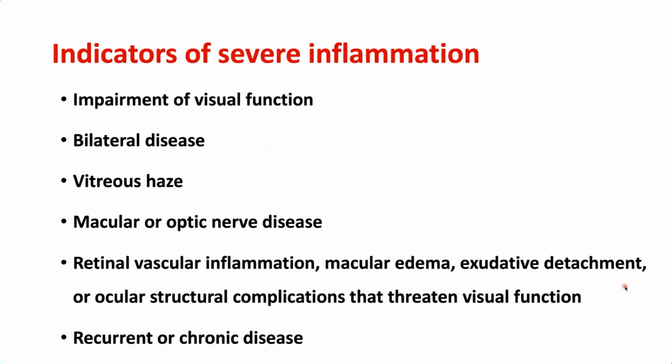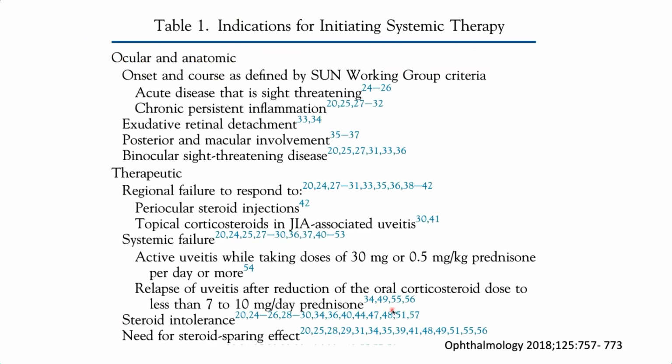So what are the indicators of severe inflammation? Obviously, when there is impairment of visual function, if disease is bilateral, if there is some vitreous haze, macular disease or optic disc nerve disease, retinal inflammation, macular edema, exudative detachment, or ocular structural complications which threaten the visual function, or when there is recurrent or chronic disease. This I have taken from the Focus initiative. This is just for you, for the students to look up.